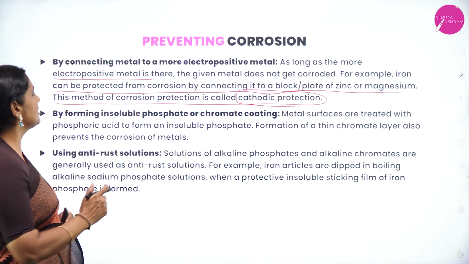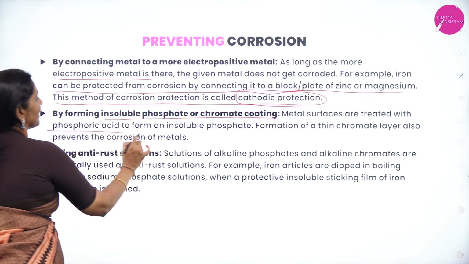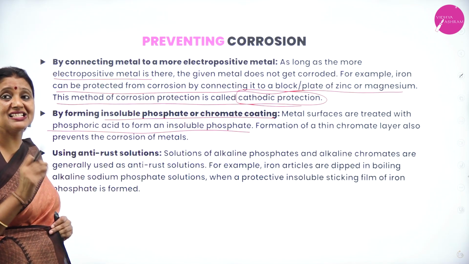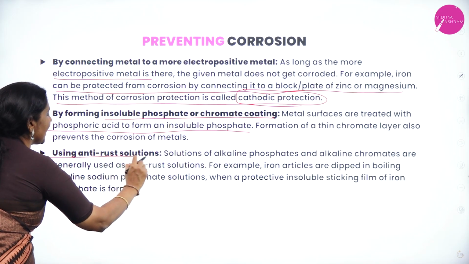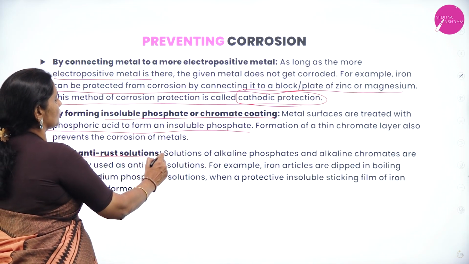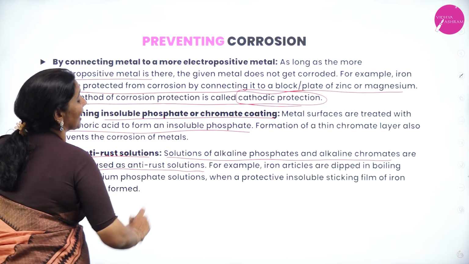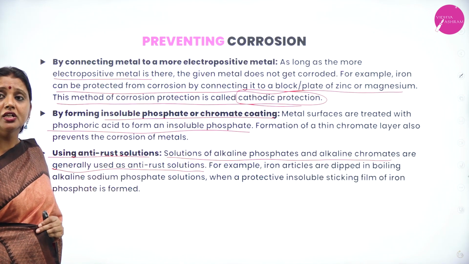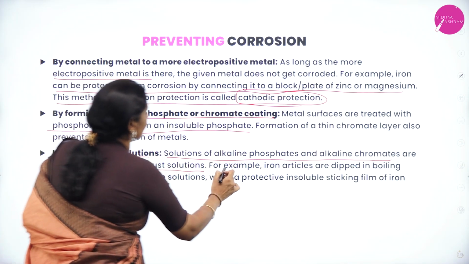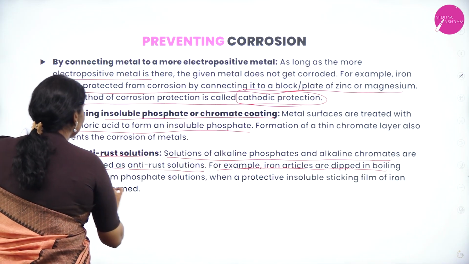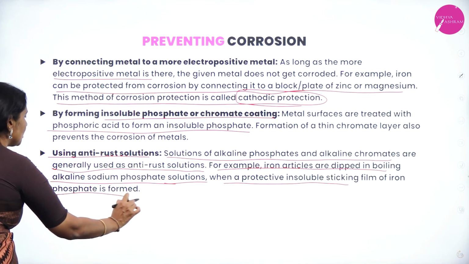Another method is forming an insoluble phosphate or chromate coating. Metal surfaces are treated with phosphoric acid to form insoluble phosphates, as well as using anti-rust solution. Solutions of alkaline phosphates and alkaline chromates are generally used as anti-rust solution. For example, when an iron article is dipped in boiling alkaline sodium phosphate solution, a protective insoluble film of iron phosphate is formed.